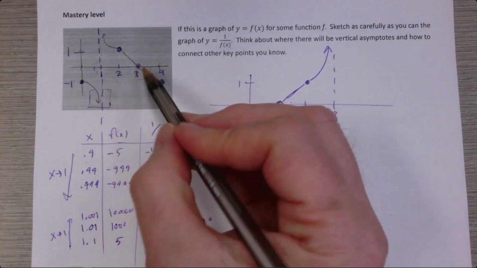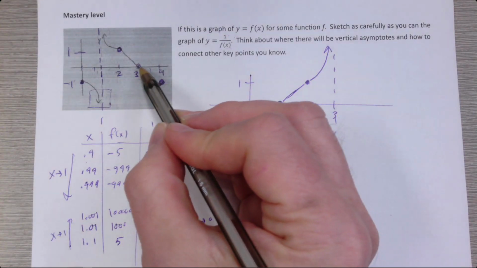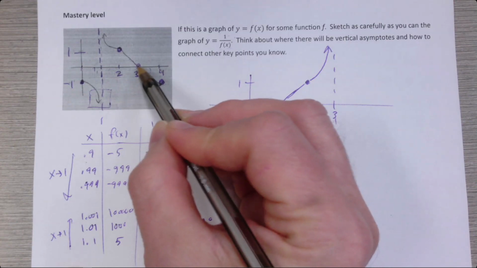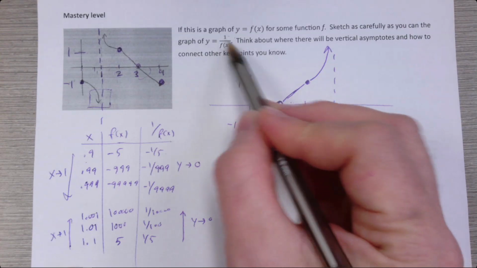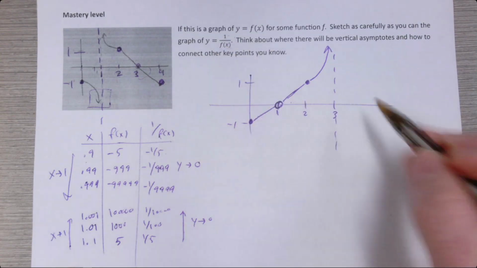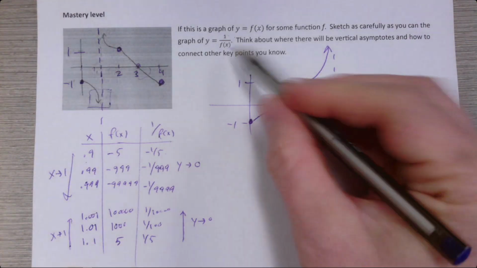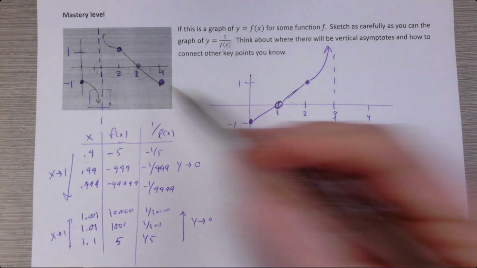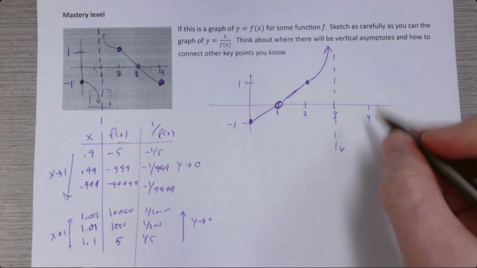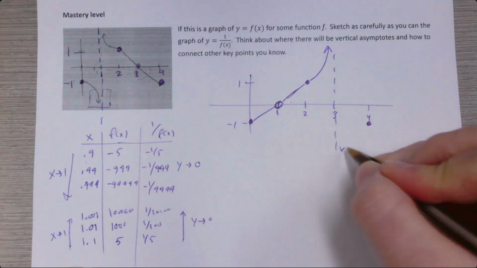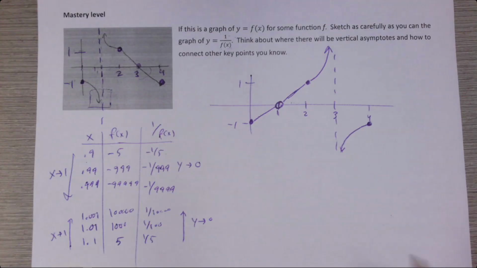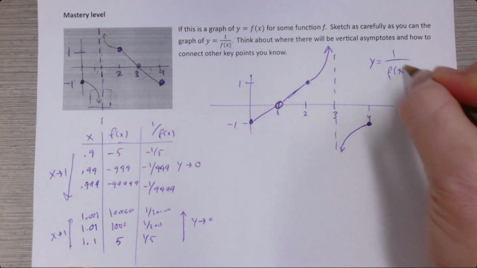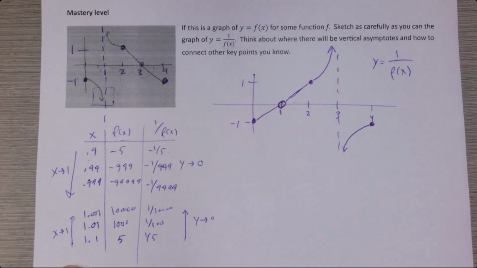And by the same reasoning, as I'm getting closer to an x value of 3, the f of x values approach 0, which means I'm dividing by numbers that get close to 0, which means my outputs are approaching negative infinity from that side. And then at 4, again, I have a point at negative 1, which would appear right here. So I think this is a pretty good sketch of what 1 over f of x should look like.